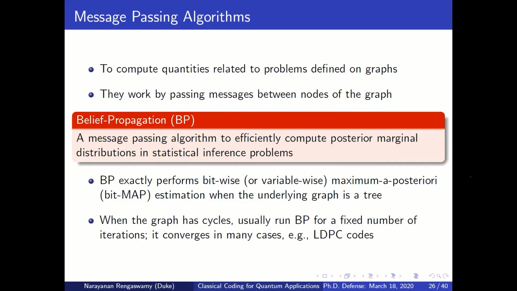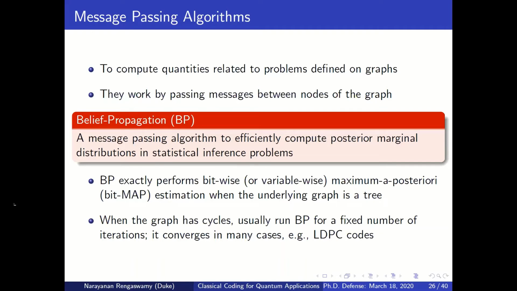So where do you use it? You use it for statistical inference problems. For example, in a coding scenario, let's say you have a channel, you transmit a classical code, you get some observations from the channel, and based on the observations, you want to optimally decide which code word was transmitted. That's an inference problem, because you have an observation at the receiver side, and based on it, you want to estimate the information that was transmitted optimally. For problems like this, belief propagation can be used.